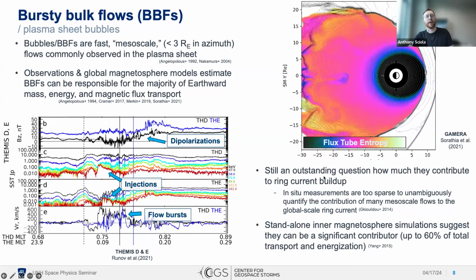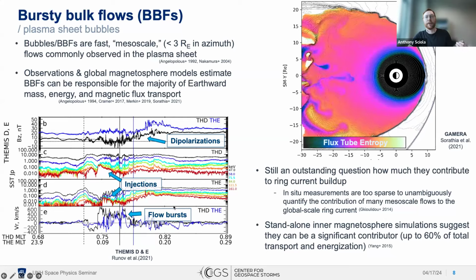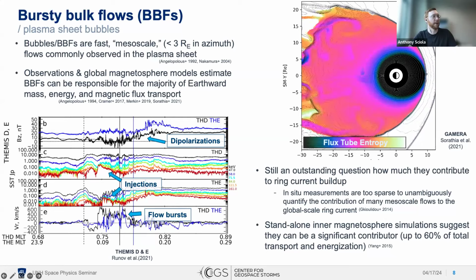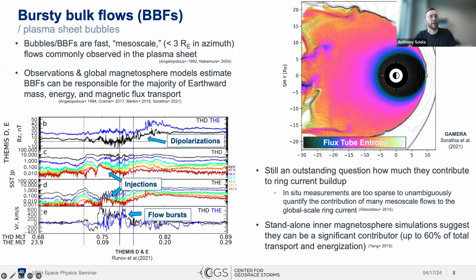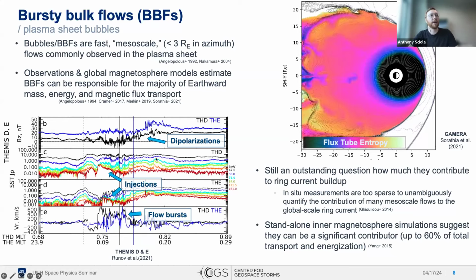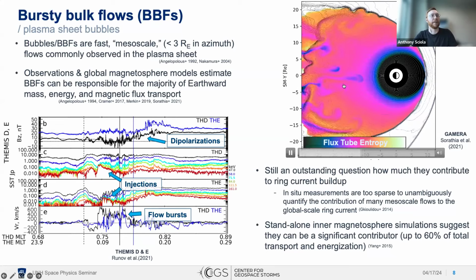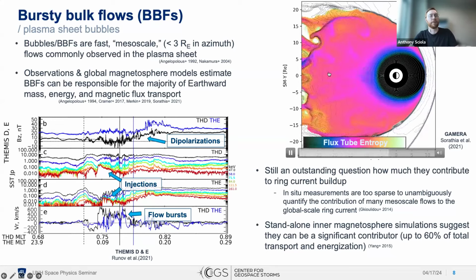Okay, there we go. So on the bottom here, I have an example of what this looks like in observations: simultaneous signatures in the velocity, injections of hot plasma, and depolarization. But then also on the right here, we have an example of these flows within a global magnetosphere simulation.